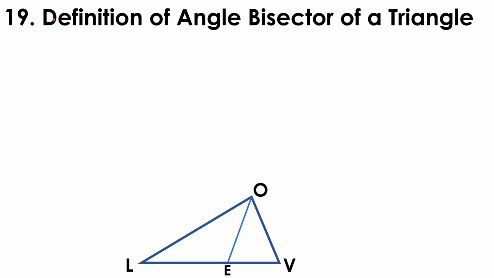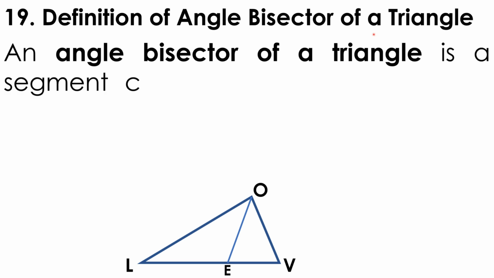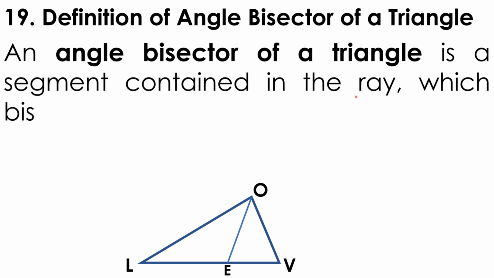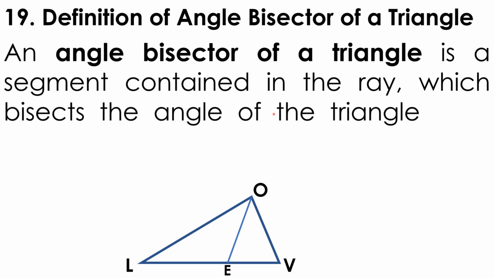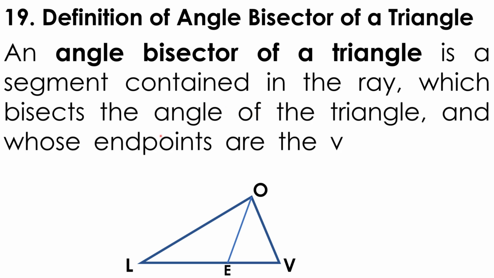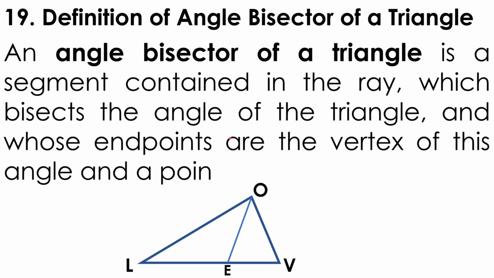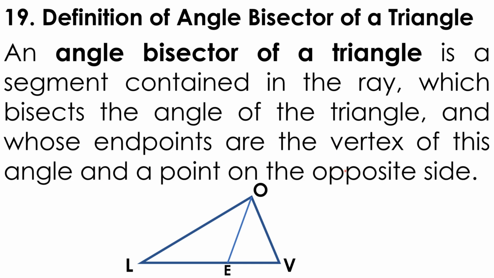Now let's proceed to the 19th definition, which is the definition of angle bisector of a triangle. An angle bisector of a triangle is a segment contained in the ray which bisects the angle of the triangle, and whose endpoints are the vertex of this angle and a point on the opposite side. Now I have here the triangle LOV. Now, segment OE is an angle bisector of triangle LOV.